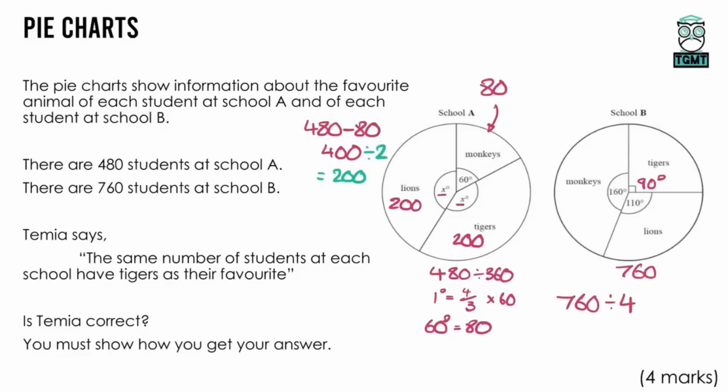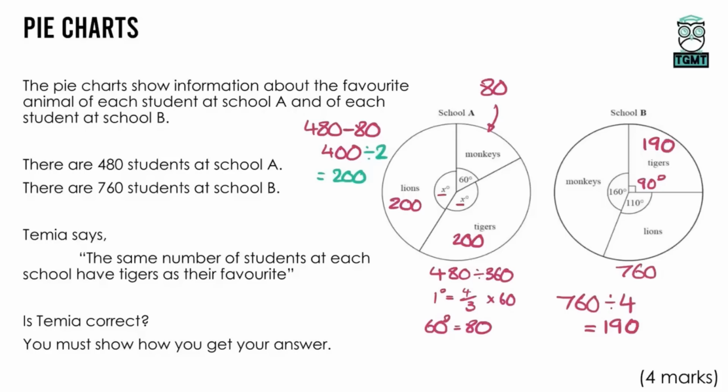And if we type that in on our calculator, we get 190. So that's 190 in this particular pie chart. We don't need to find the other two because we are only comparing the tigers. So here it says, is Tamia correct?